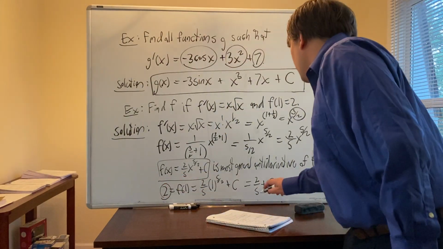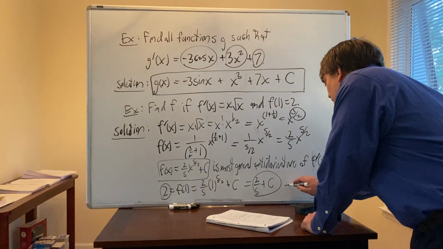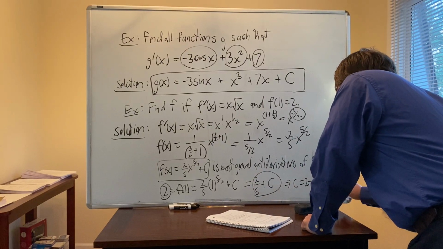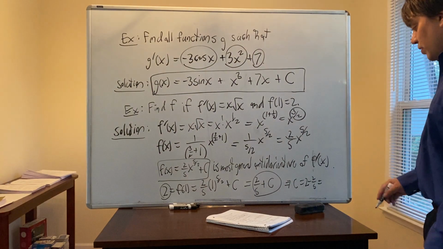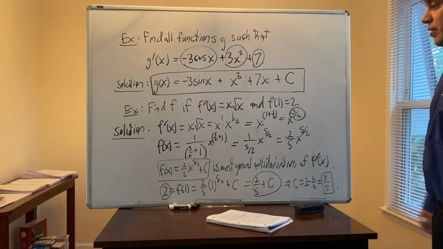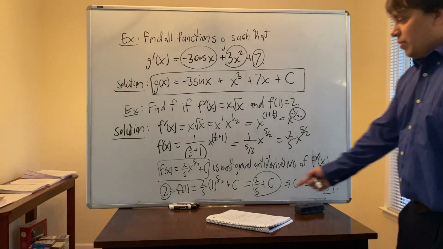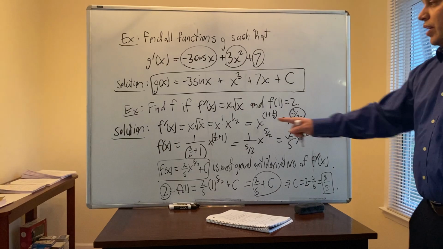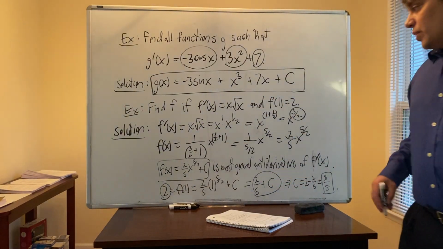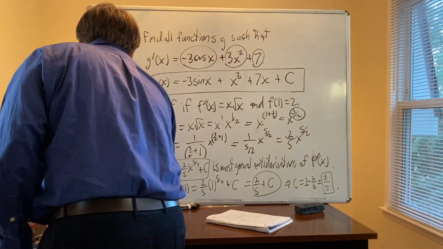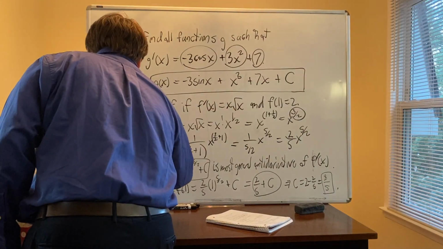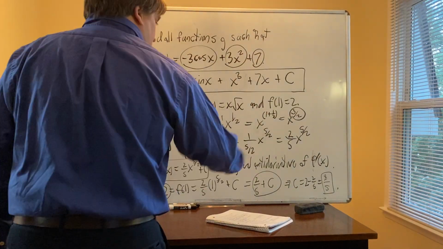That means 2 is equal to 2/5 plus C. And that implies that C is equal to 2 minus 2/5. And so that's equal to 10/5 minus 2/5. That is 8/5. And so capital C is 8/5. That's the capital C we need to plug in here to get the particular function f, whose derivative is x squared of x, such that f of 1 equals 2. And so the answer is that little f of x is equal to 2/5 x to the 5/2 plus 8/5.